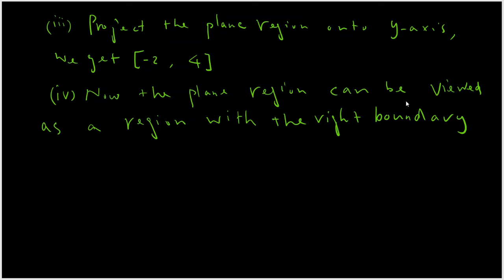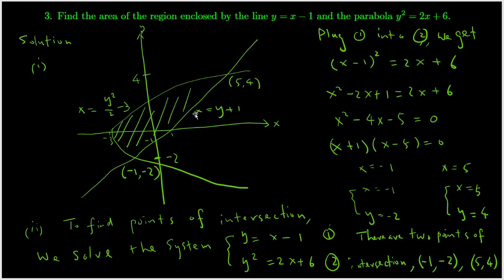Now the plane region can be viewed as a region with the right boundary. The right boundary, I'm going to use f of y. The notation is consistent with the notation in the formula. F of y, the right boundary is a function of y. Solve the equation for x, write x as a function of y. F of y is y plus 1.